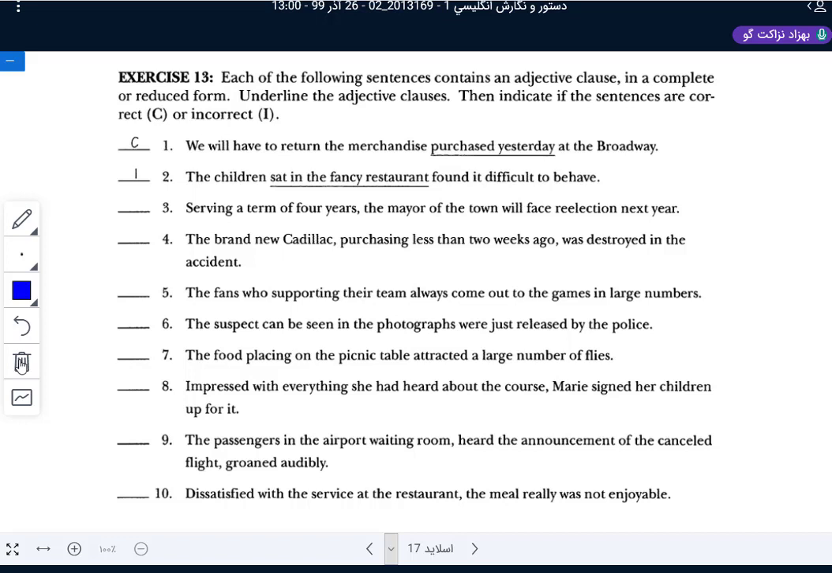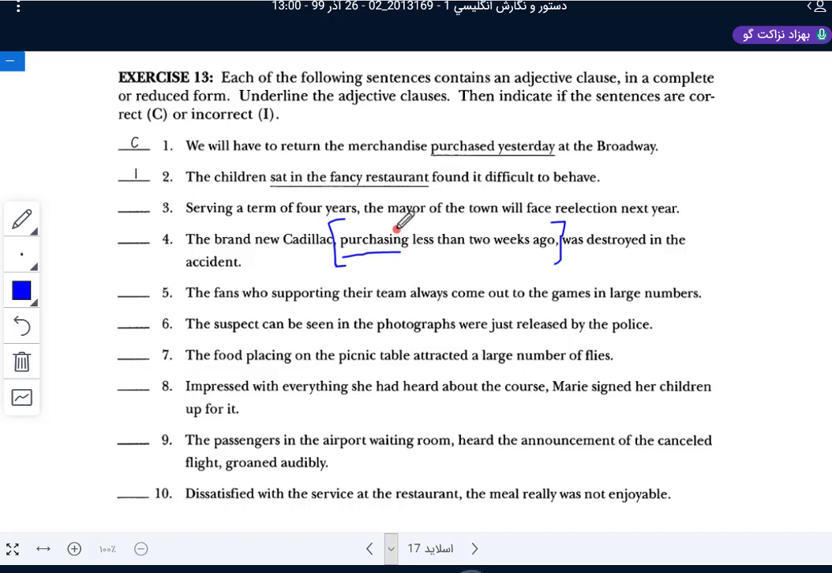Go on. Number 4. The brand new Cadillac purchasing less than 2 weeks ago was destroyed in the accident. I think it's also correct. Not purchasing. Purchasing less than 2 weeks ago. That's right, okay, I'm sorry. So purchasing less than 2 weeks ago. This is a modifying phrase. It comes in between two commas. Okay, so it is a reduced adjectival clause.